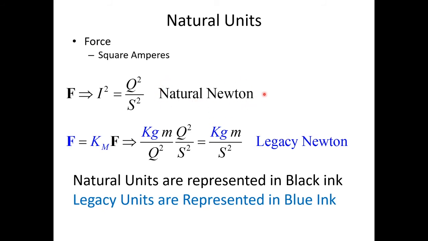And we're going to represent natural units with black ink. So if I don't have the word natural in front and it's written in black ink, you're assuming natural units. Okay, so the natural unit of force is the square ampere, which is also Coulomb squared per second squared. To convert natural newtons to legacy newtons, you multiply natural units by km, and it works out to kilogram meters per second squared. Again, we're going to be representing legacy units in blue ink to keep them straight. So if you see a blue F, that is legacy newtons. If you see a black F, that is natural newtons. Sometimes we want to go back to legacy units so we can compare, and we're going to do that in this video as well.